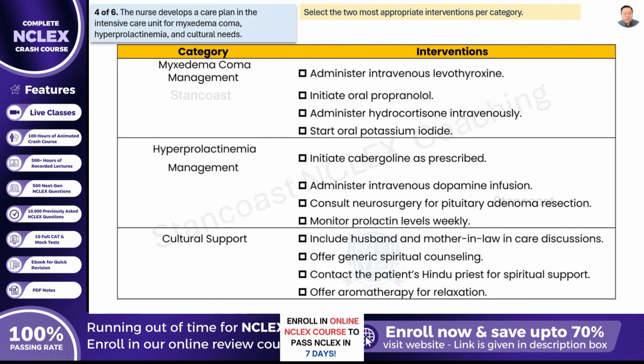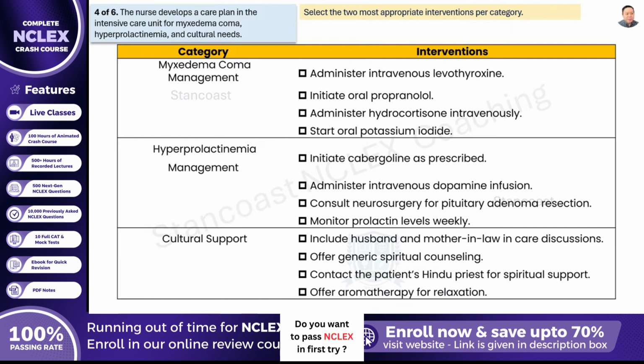So for each intervention, you have to ask yourself, what's considered a first-line action for this condition or situation? I don't want you to jump right ahead into those specialized or invasive steps. And when it comes to cultural care, think about what would feel personalized and respectful based on the patient's background, not just in general. So we have the categories here and the following interventions.